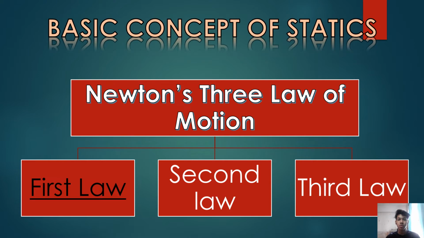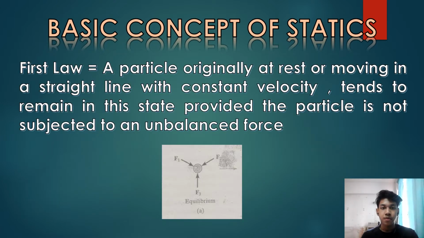Next, we are going to talk about Newton's three laws of motion. We have the first law, second law, and third law. We begin with the first law. The first law states that a particle originally at rest or moving in a straight line with constant velocity tends to remain in this state, provided the particle is not subjected to an unbalanced force. Right here we can see a diagram that explains the first law.